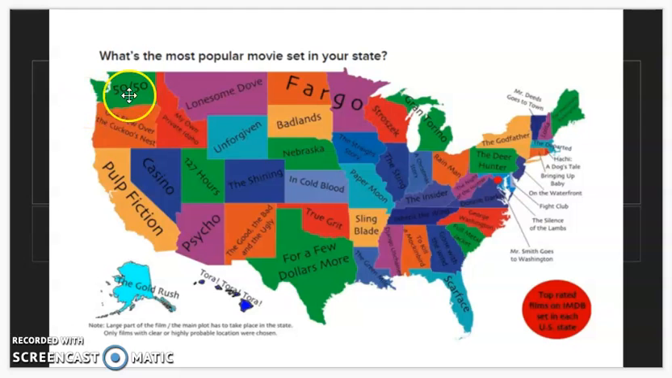There's a movie called Fargo, which is based between Minnesota and North Dakota. That's the most popular movie based in our state. Pulp Fiction in California. The Godfather set in New York. Michigan, Gran Torino.